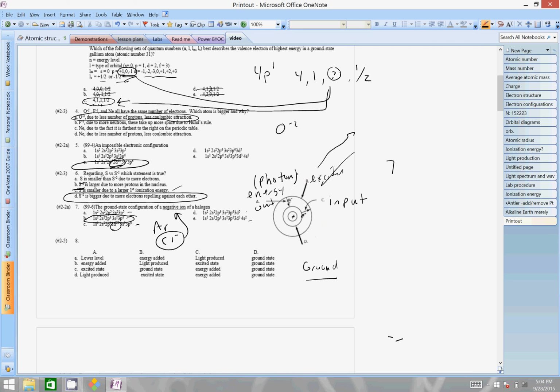Energy out, which is in the form of a photon. So which one is this? Okay, so A, we want this A to be out. Energy light produced. Okay. Only one that's got light produced. I would think D has to be the answer. B, let's just confirm with B. B is going to be right here. Excited state. There it is. Energy added and ground state. So D is the answer.